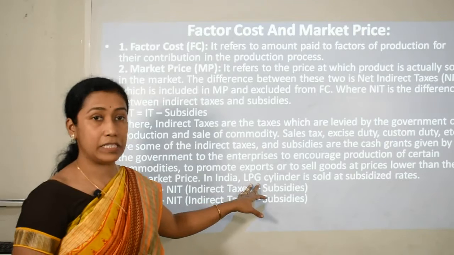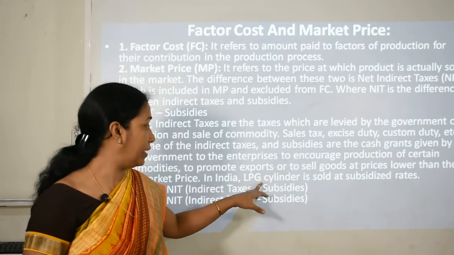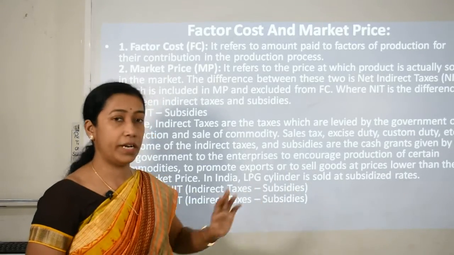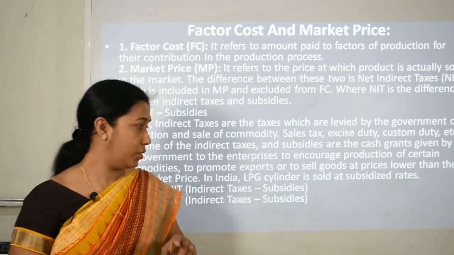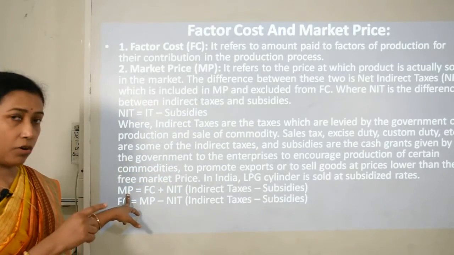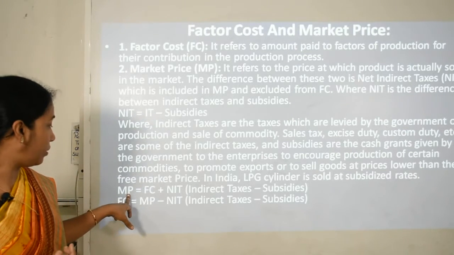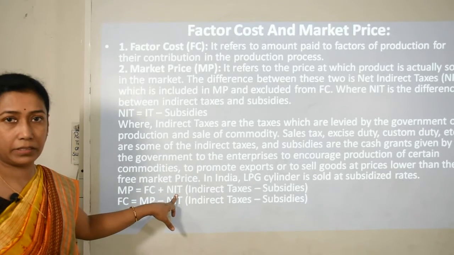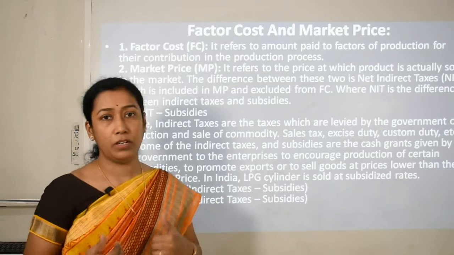So in India, we can see these kinds of subsidies which are provided in case of LPG cylinder. The LPG cylinder is sold at subsidized rates, and these subsidies are provided by the government. Now according to this, when we say market price, how can we calculate market price? Market price can be calculated as factor cost plus net indirect taxes, whereby net indirect tax we calculate as indirect tax minus subsidies.